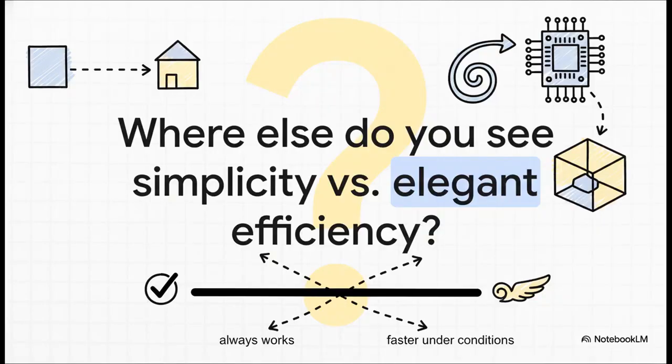And that really leaves us with one final thought. This whole trade-off, the choice between the simple brute force method that just works and the complex, elegant solution that's way faster under the right circumstances, that's not just about code, is it? So where else out there in the world do you see people making that same fundamental choice?